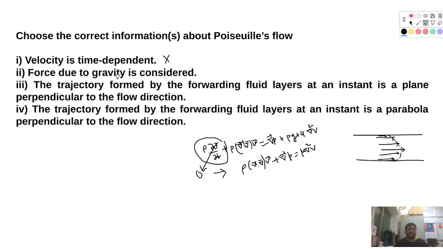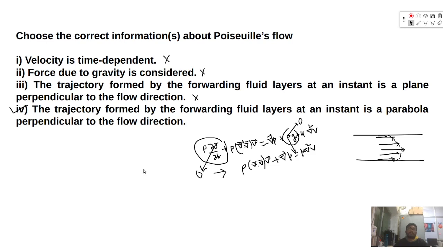Another thing is force due to gravity is considered. Here you see this rho g is also going to be 0. So this should not be a considered point, and also this is not correct. So only this last option is correct for the Poiseuille flow. Fine. Okay, so I think it's clear.